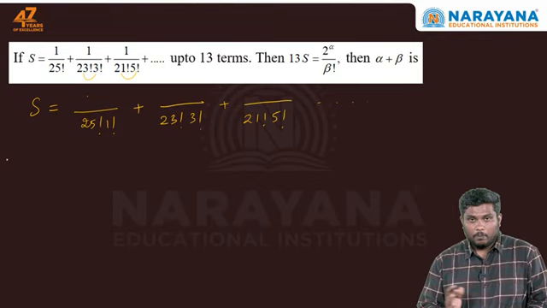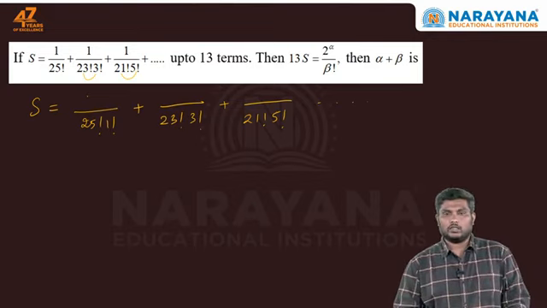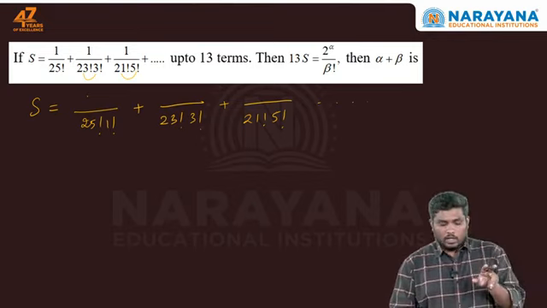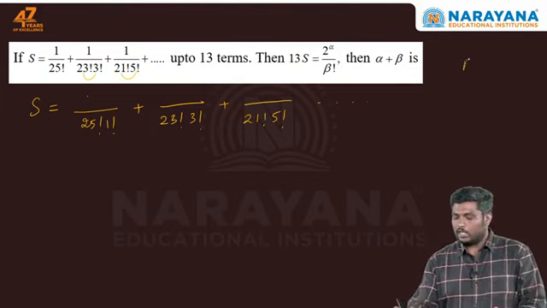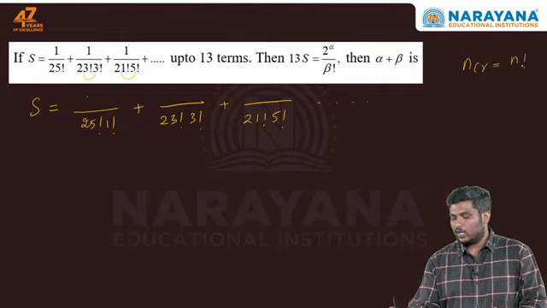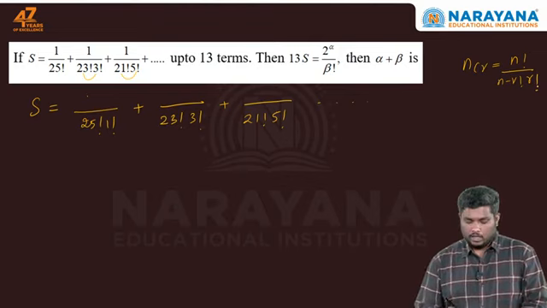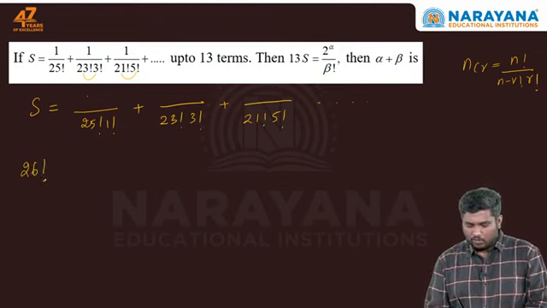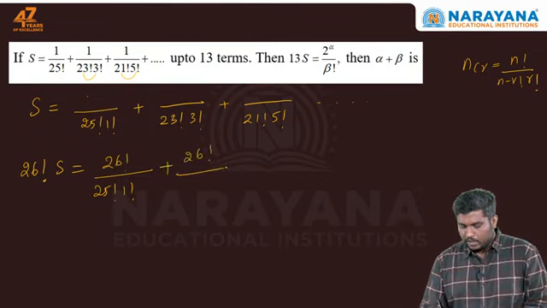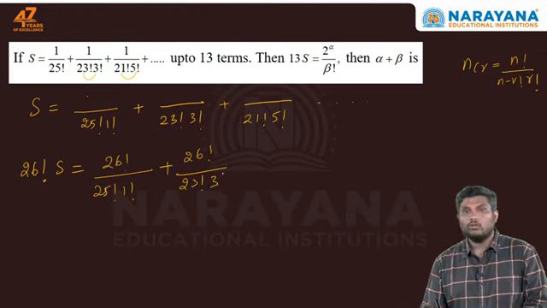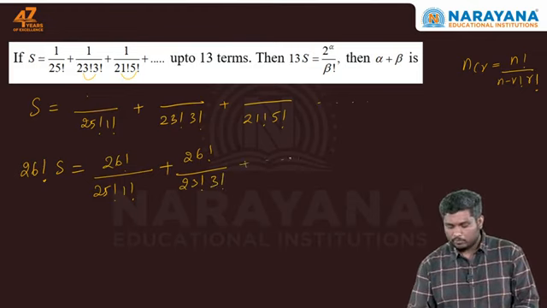Can I multiply by 26 factorial on both sides? The moment I saw that the sum of the factorials is 26, I got the idea that I can convert this into nCr, which is n factorial by (n minus r) factorial into r factorial. So I multiply 26 factorial on both sides, which gives me 26 factorial by (25 factorial into 1 factorial), 26 factorial by (23 factorial into 3 factorial), and so on.